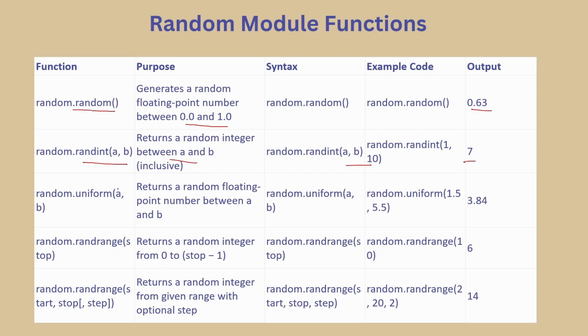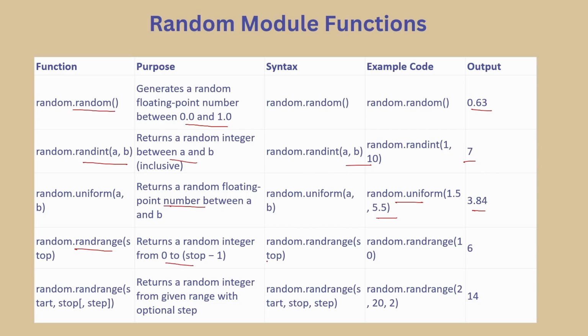Then we say random dot uniform a b. It returns a random floating point number between a and b. In randint a b it was returning a random integer, and here random dot uniform returns a random floating point number. So when we say random.uniform 1.5 to 5.5, the output is 3.84. It could be anything between 1.5 and 5.5, any floating point number. Random.randrange returns a random integer from 0 to stop.